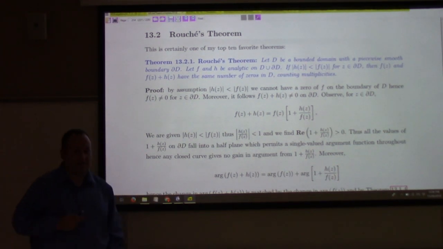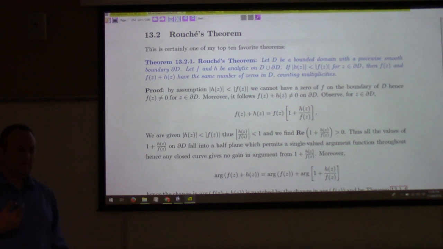This is super nice because if you can take something complicated and look at it as being the perturbation of something simple, thinking of F(z) as the simple thing, then if you can count the number of zeros for F(z), then you've also counted the number of zeros for the more complicated thing, which is really fantastic.